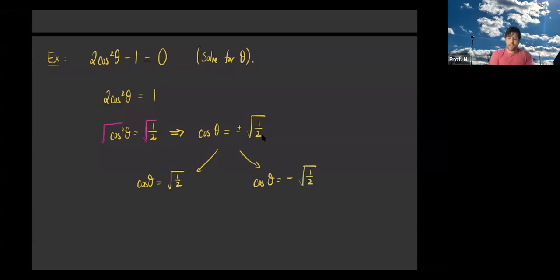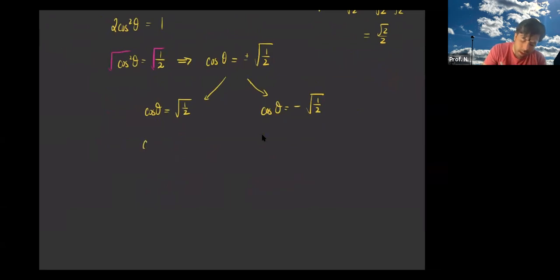And can we rewrite the square root of 1/2? The square root of 1/2 is equal to the square root of 1 over the square root of 2, which is 1 over the square root of 2. And if you rationalize this, I get rad 2 over 2. So I can rewrite this as cosine theta is equal to rad 2 over 2, and cosine theta is equal to negative rad 2 over 2. So I have two equations to take care of.